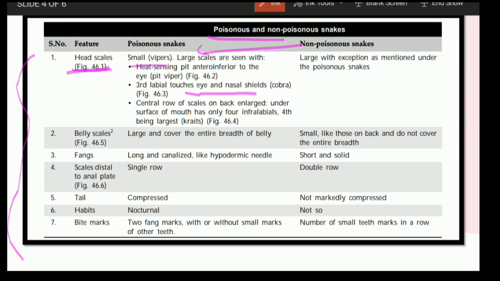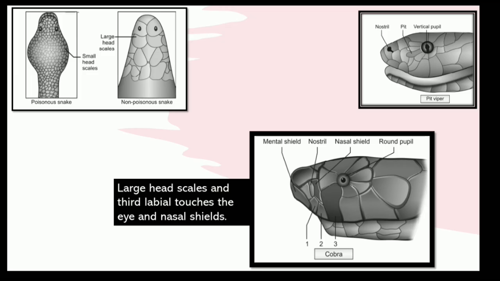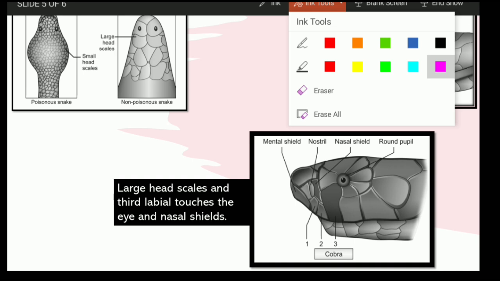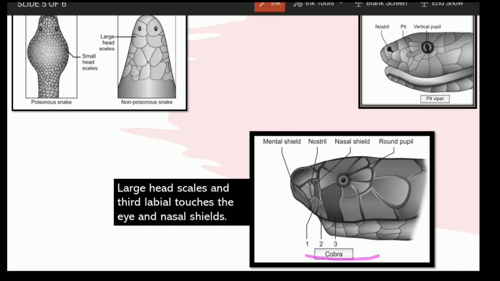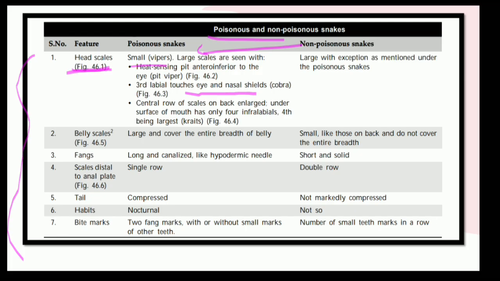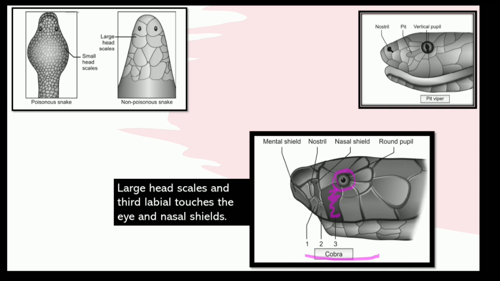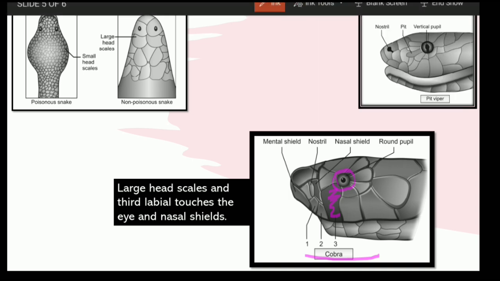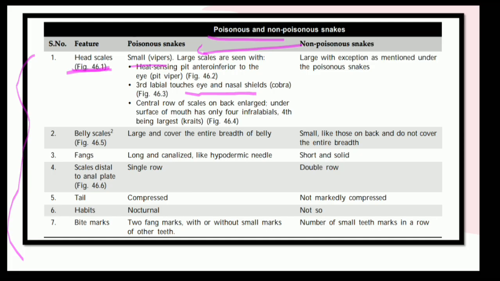Have a look at this. This is the image of a cobra, of king cobra, right? And this is the third labial. Here it touches the eye. As it is mentioned here, it touches the eye along with the nasal shield. This is the nasal shield. Look, this is the nasal shield. So the first labial, second labial, and this is the third labial. It touches the eye along with the nasal shield in case of cobra.